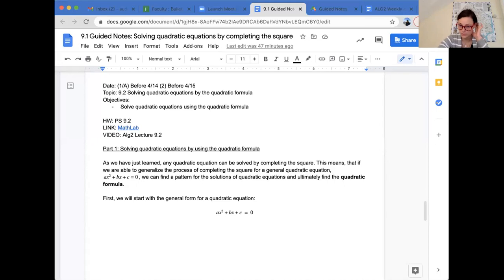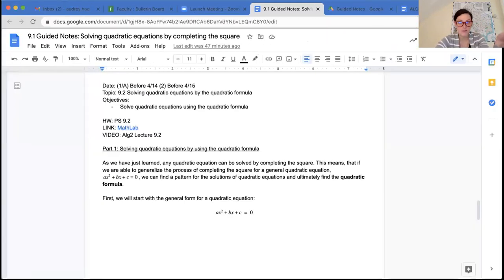Okay, so today we are going over 9.2, which is the quadratic formula, which I'm sure you've probably heard of in some form. But today we are going to see where that comes from.